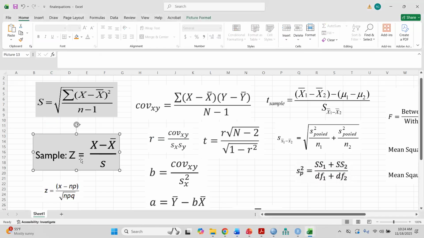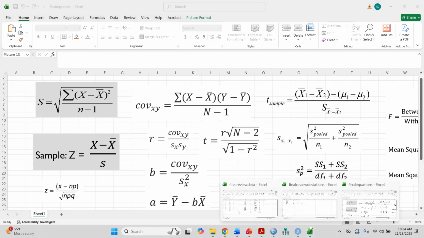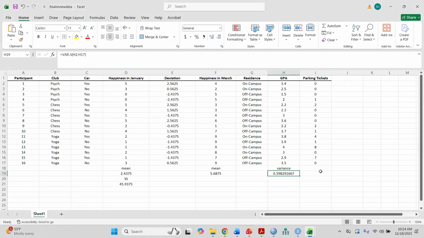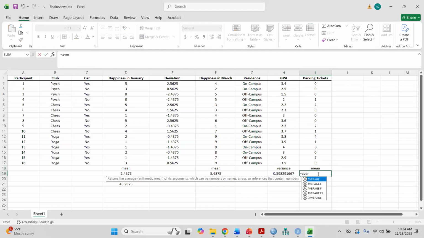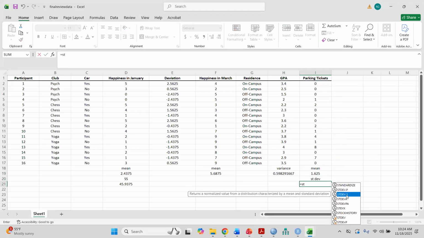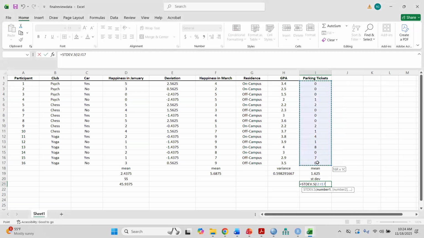We're looking right here. A z-score is equal to the raw score minus the sample mean for that variable divided by the sample standard deviation for that variable. Okay, so we're looking at parking tickets, right? 8 parking tickets. First thing we need to do is find the mean. This is going to be the sample mean, so equals AVERAGE. Beautiful, we've got that. We also need to find the standard deviation. Okay, equals STDEV.S, standard deviation.